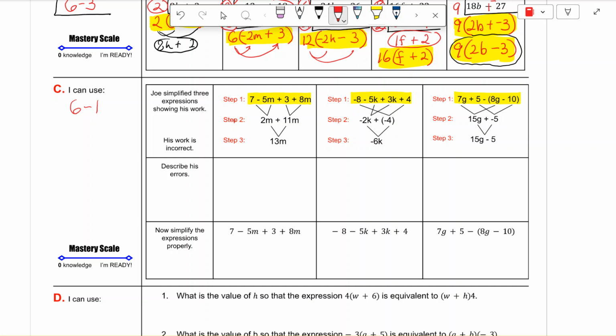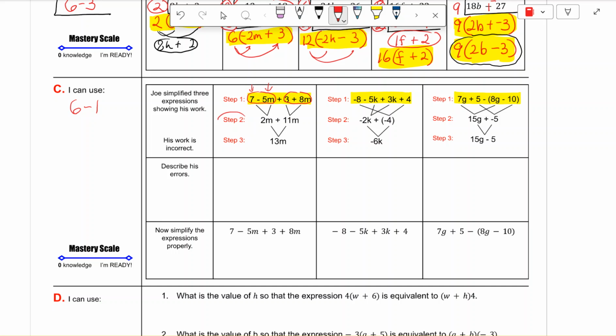So in this one, the very first one, he's doing 7 minus 5m and getting 2m. Now, are 7 and minus 5m like terms? No, one's a constant and one is a variable term. So those cannot be combined. He does the same mistake over here. He takes the 3 plus 8m and he's claiming that it is 11m.